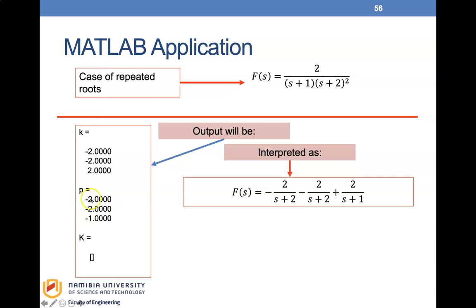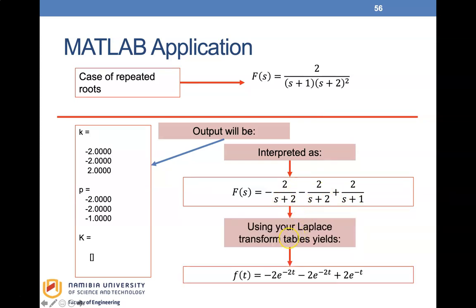So you bring it back to the equation and you have s plus 2, s plus 2, s plus 1. And the numerator will be minus 2, which is minus 2, and then plus 2. So now you have this. Once you have it in this form, you can inverse Laplace transform using the Laplace transform tables to get your f of t in the time domain. And this is the equation for your system. So this is what your system will look like.